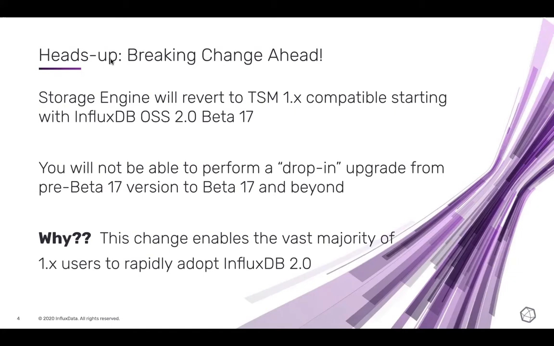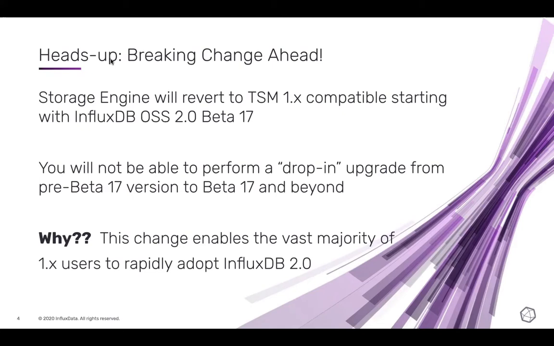However, in going through this sort of extended alpha and beta cycle, the feedback has been, please don't do that. Can you figure out a way to continue to deliver those capabilities and that segmentation, but continue to leverage our existing storage engine? And so that change, we've heard the feedback, and we have figured out a way to do this going forward. And so we're incorporating that feedback starting with InfluxDB 2.0 beta 17.